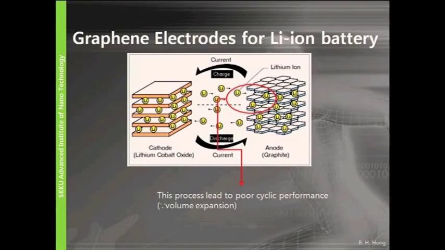Another good application is the use of graphene electrodes for batteries. Since the spacing between graphene layers is much larger than that of graphite, we can charge this battery 10 times faster than conventional batteries. And also, their capacity is much larger than with the graphite electrode. So many people are working on these graphene-based lithium-ion batteries.